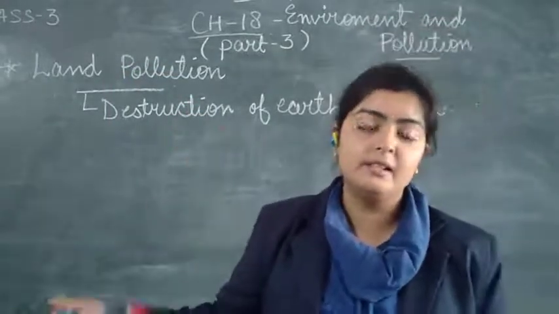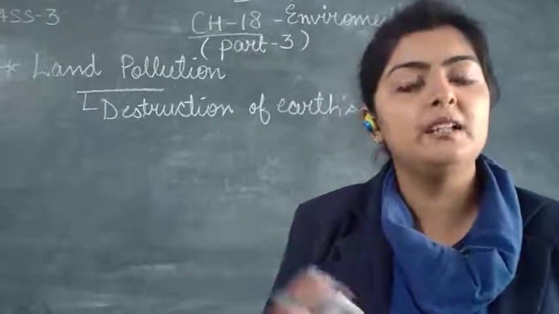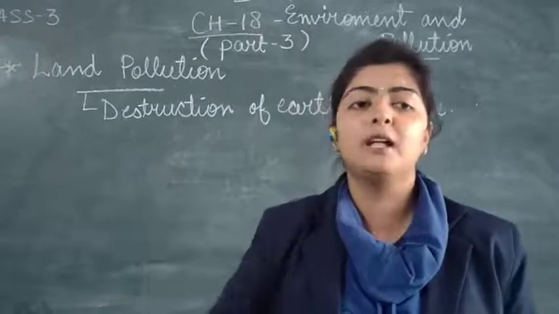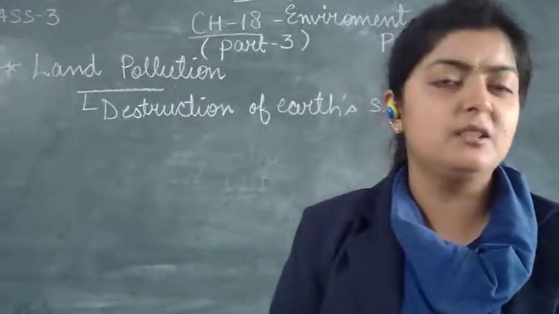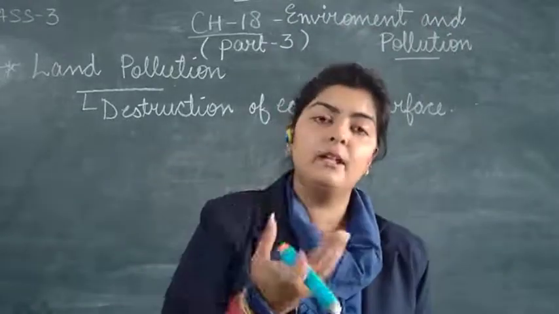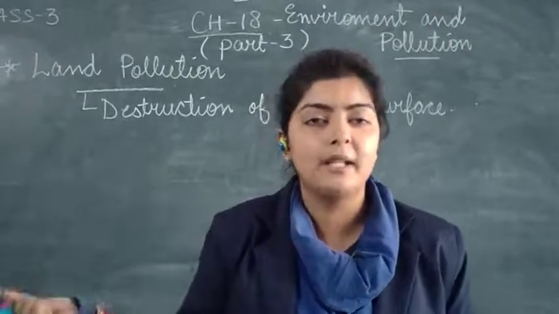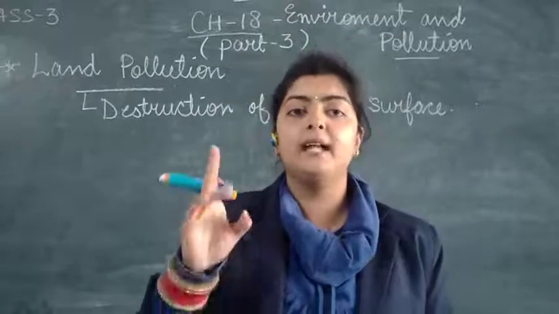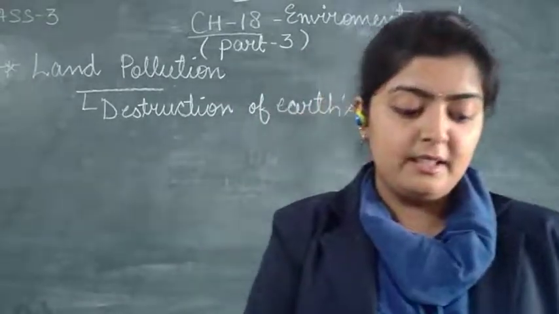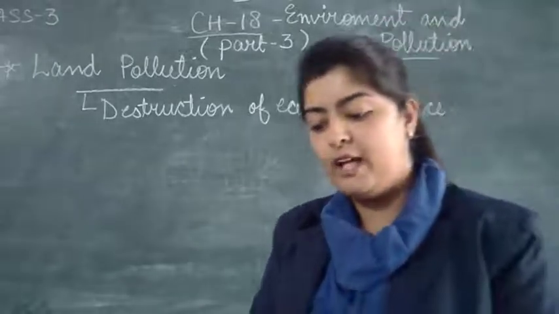The big industries, if they are using anything to bind the materials, like ropes, and the ropes are no longer in use, they just dump them at the roadside or anywhere they feel like. If the land is barren, they just dump it there. That is land pollution. We are polluting the land. This is another reason for land pollution.